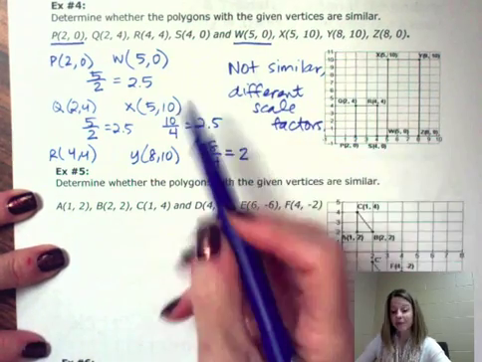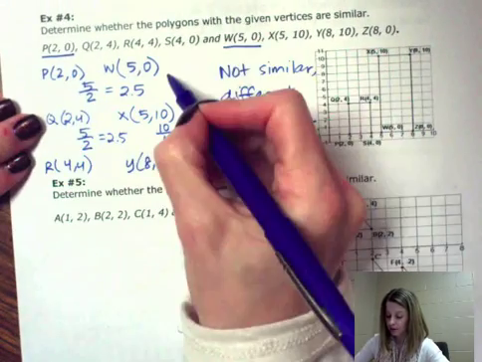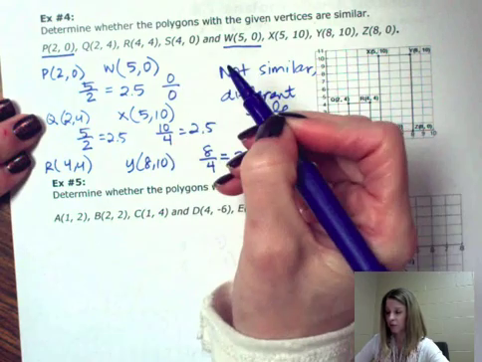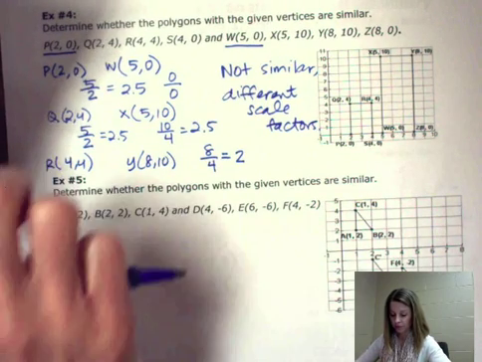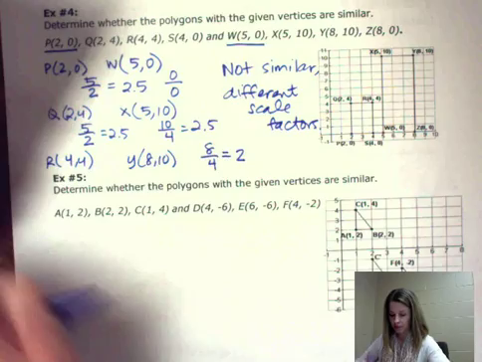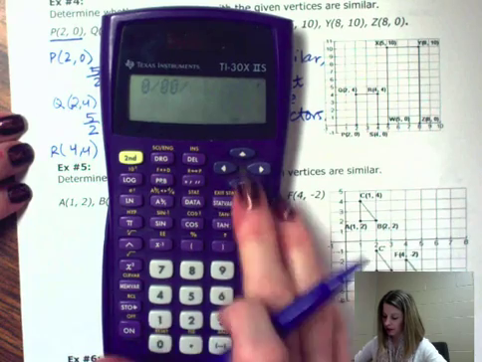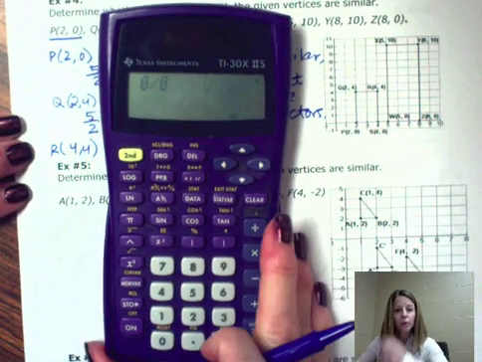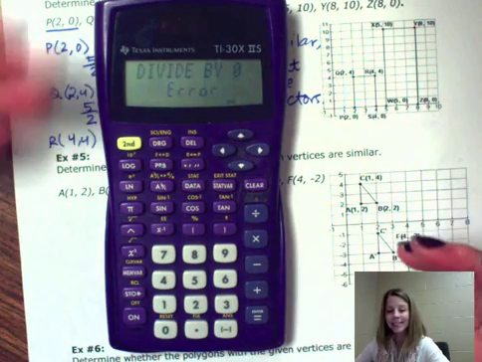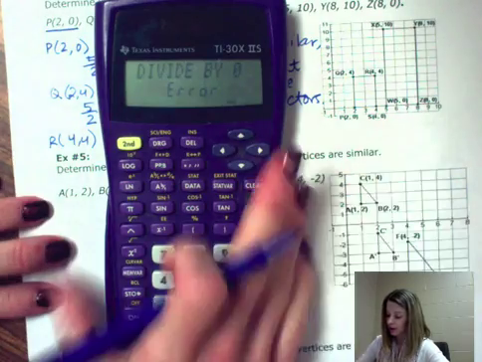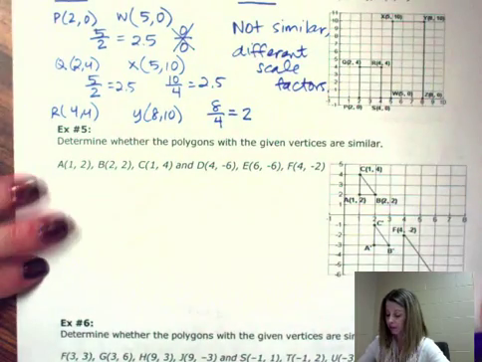Now, when I go back here to the very beginning, I probably could have noticed it right here. 0 divided by 0. So if you go ahead and do 0 divided by 0, let me key that in. So when you divide anything by 0, you get a divide by 0 error or a syntax error. You cannot divide by 0. So I probably could have stopped right there and said, hey, I didn't get 2.5, therefore they're not similar.